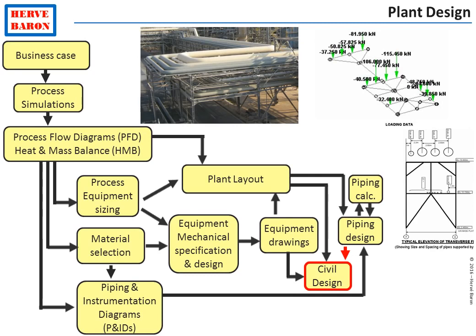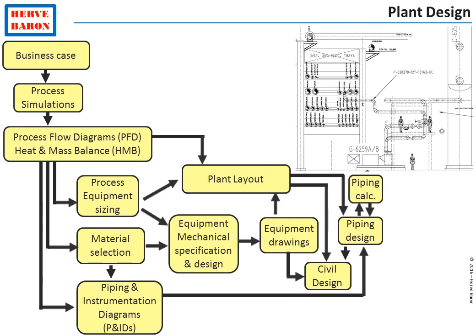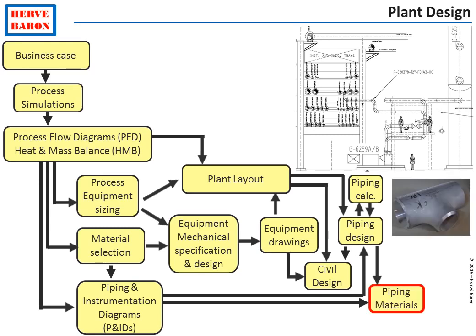Once piping calculations are completed and the required expansion loops are identified, the corresponding loads and geometry is given by piping to civil. Back to piping design. Once the calculations have been completed and a significant amount of pipes have been routed in the 3D model, the piping material takeoff can be extracted from the model. This will allow the first set of piping materials to be purchased.